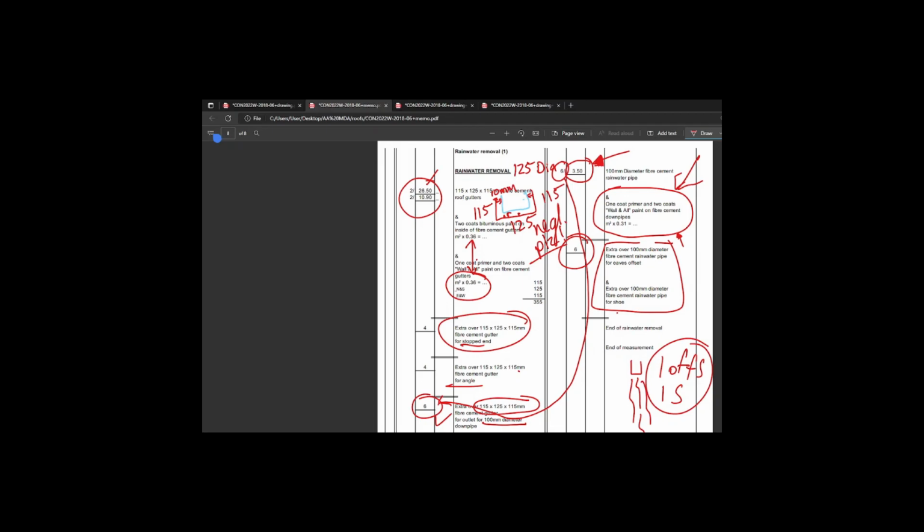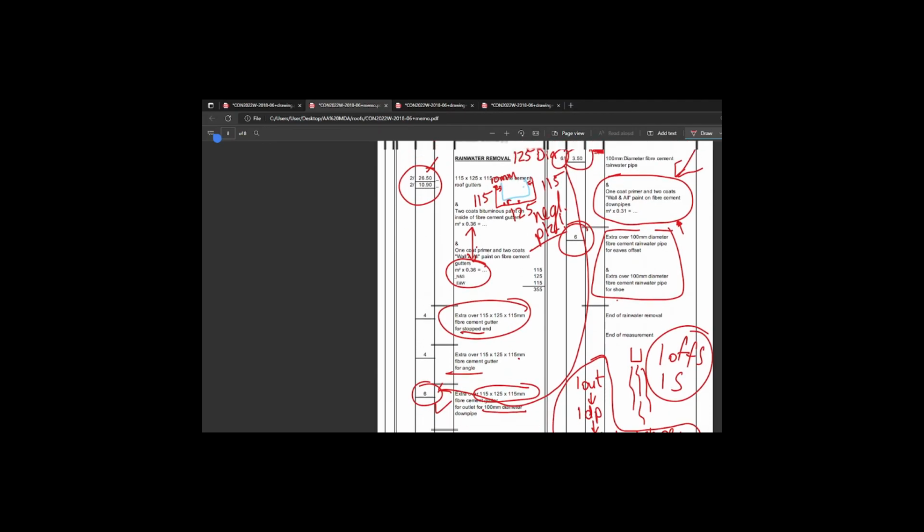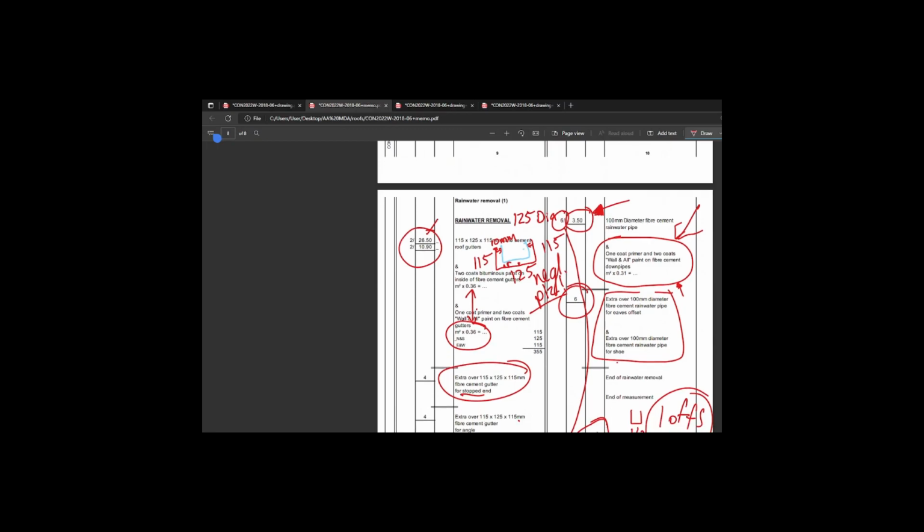Firstly, let's just summarize this quickly. We have one outlet, which needs one downpipe, and that one downpipe needs one eaves offset and one shoe. So that should be in your mind when you get to a section called rainwater removal. And there are some other things to consider, like I said, the stopped end. And that brings us to the end of this measurement.